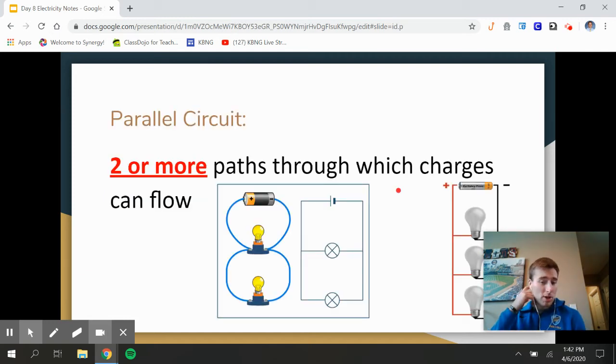Now, the other type is called a parallel circuit. In a parallel circuit, there are two or more pathways in which electrons can flow or that current can go. So it doesn't have to just follow one path. There's always a second path at least, if not a third, fourth, fifth.